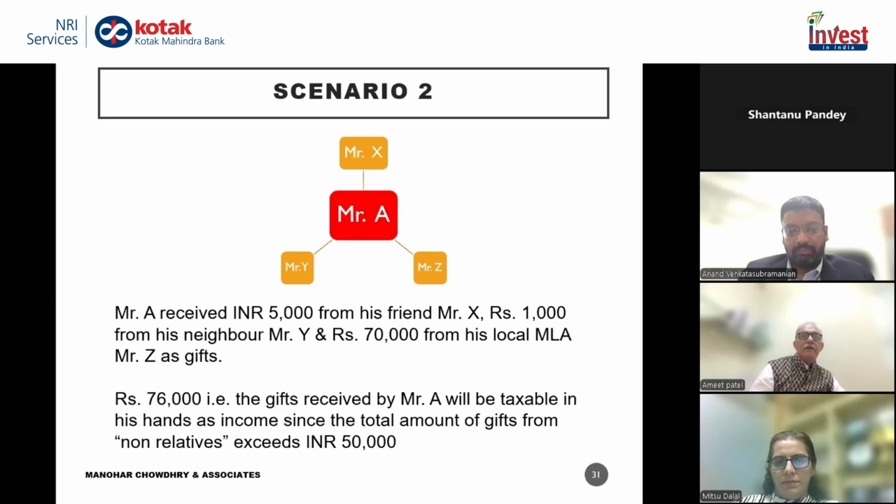Another example, Mr. A receives 5,000 from his friend X, 1,000 from his neighbor Y, and 70,000 from his local MLA Z as gifts. So he has got 76,000 as gifts. Now, the entire 76,000 will be taxable in his hands because none of the three, that is friend, neighbor, or MLA, are related to him or fall in the definition of relatives. And therefore, because 76,000 exceeds 50,000, the entire amount would be taxable in his hand. Please note that it is not that first 50 is exempt and only 26 is taxable. The entire 76,000 would be taxable.